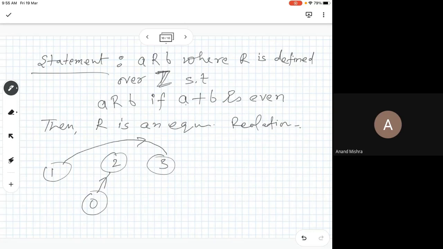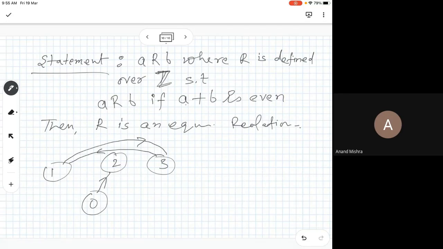Is this the only connection possible, or more connections? That's the question. Is this the only connection? 3 and 1 will be connected. Yes, correct. Any more connections? What are the more connections?